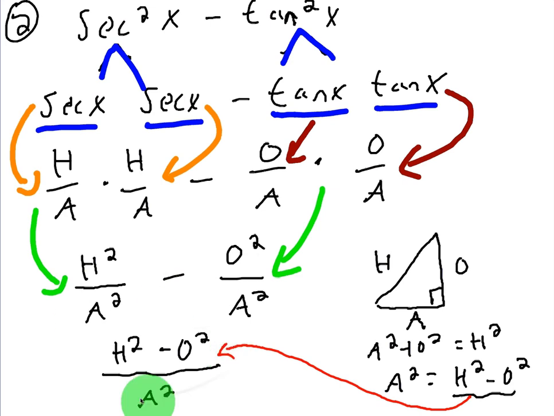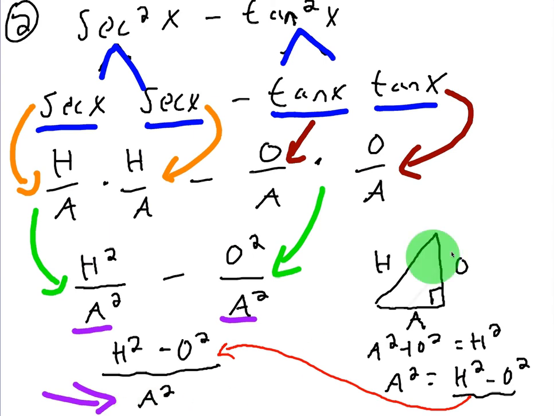This can be converted into one fraction. Why? Because they both have an a squared in the bottom. So now we will just have one denominator of a squared. We will fuse the numerators together, and now it will become h squared minus o squared, all divided by the common denominator of a squared.